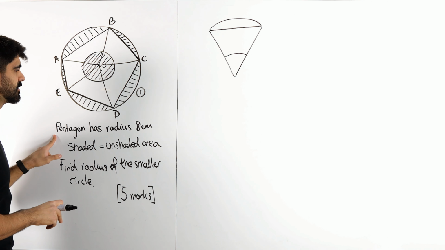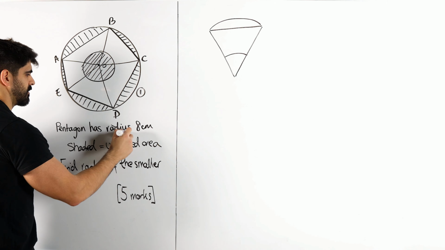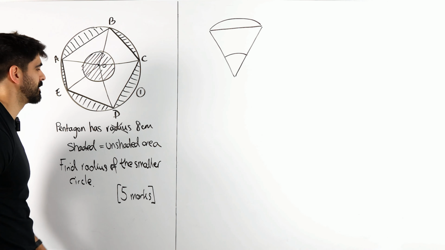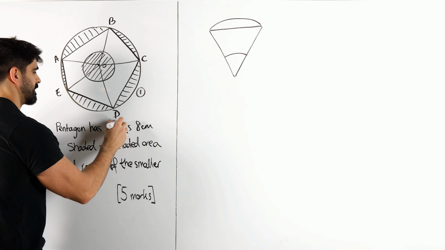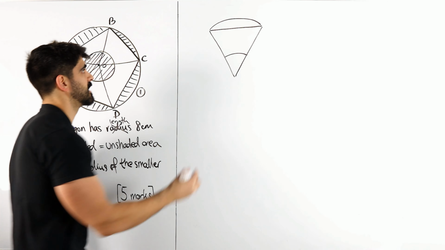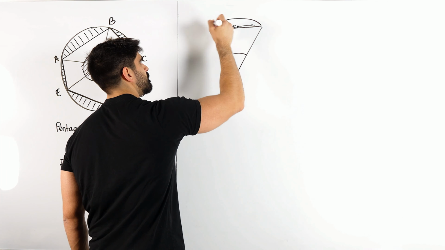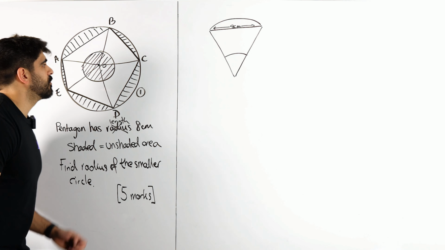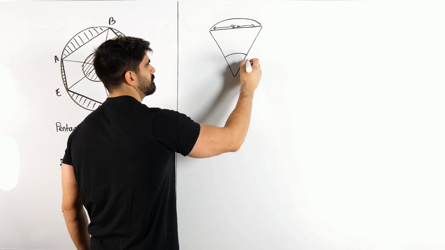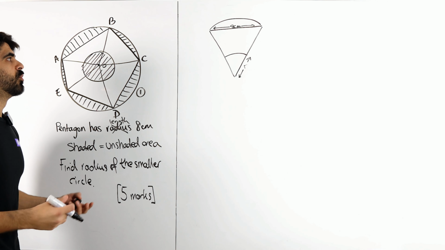So it did say that the pentagon has side length 8. I'm pretty sure I read it properly. But yeah, the side length is 8, meaning 8, 8, 8, 8, 8. So on my diagram, this would be 8 centimeters. We don't know what the radius of this circle is, but I could call it R. Okay. What else is missing here?